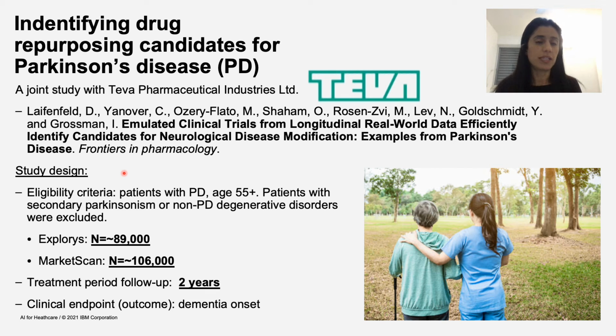So in our study design, we included patients that were diagnosed with Parkinson disease and were over the age of 55, and also applied some other exclusion criteria. Overall, we had around 1,000 patients in each of the databases that were included in our study. The follow-up period was defined as 2 years, and our clinical endpoint was Parkinson dementia onset.